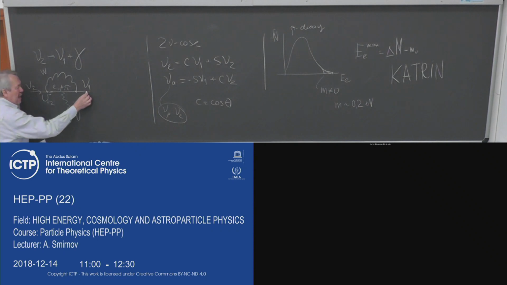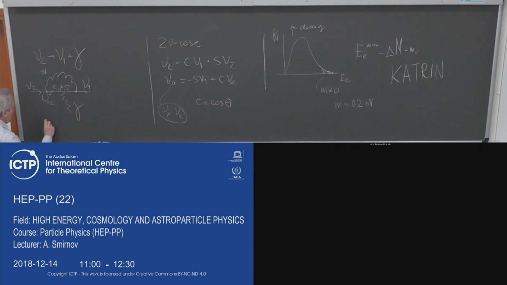This type of diagram is not only of higher order. You see here the loop, and this is the W boson. But it also has GIM suppression. When you sum up, in the same way as we discussed GIM suppression for K0 into μ+ μ-, when you sum up diagrams with e, μ, and τ, they cancel each other up to the difference of the masses of the charged leptons.